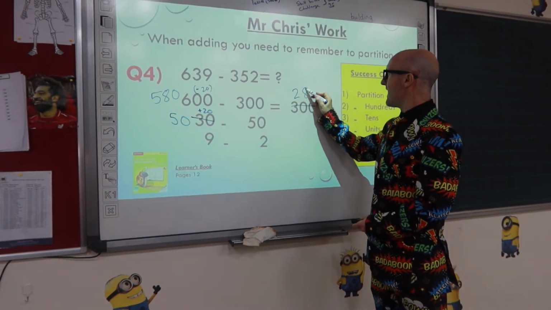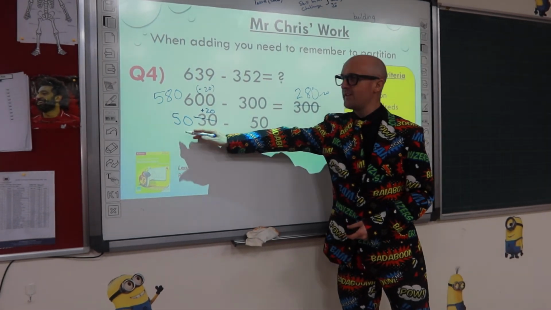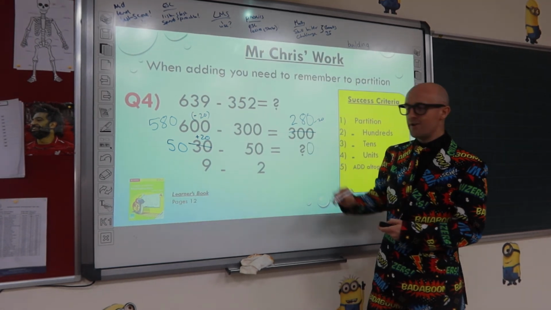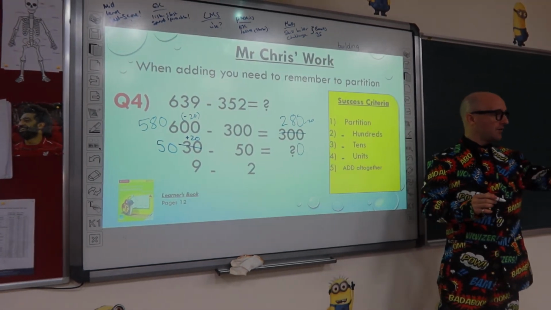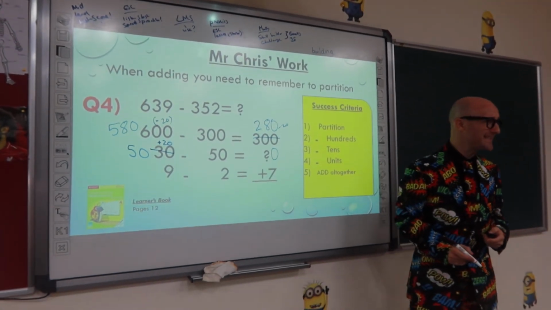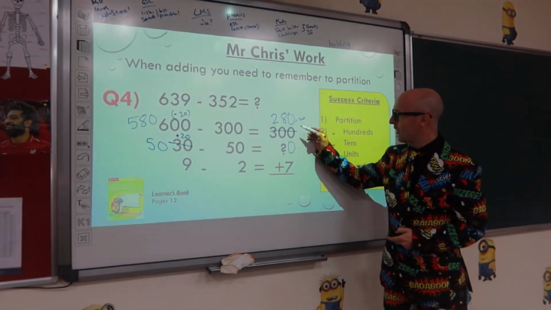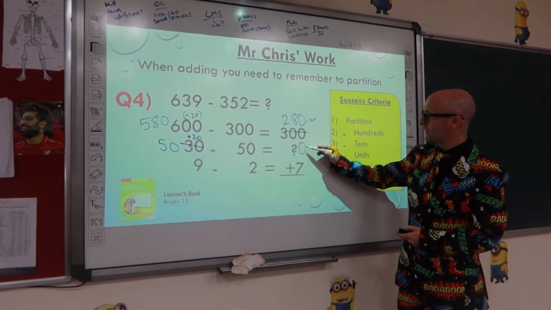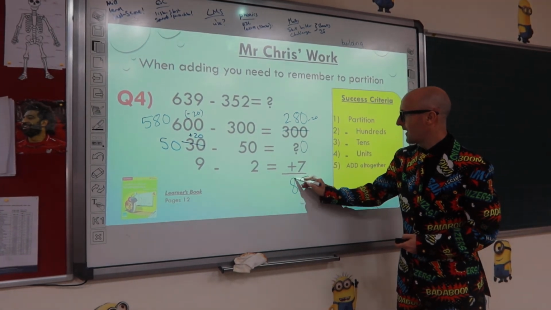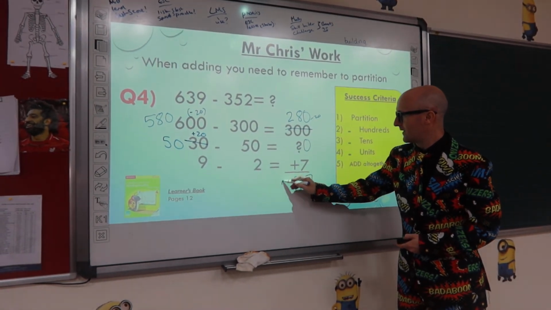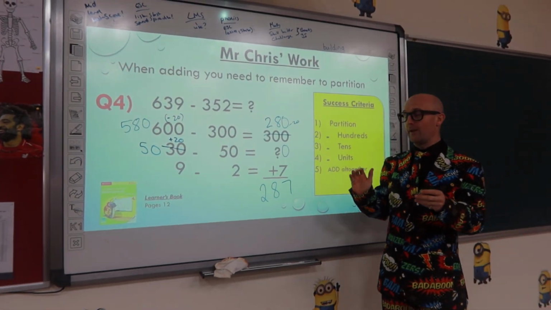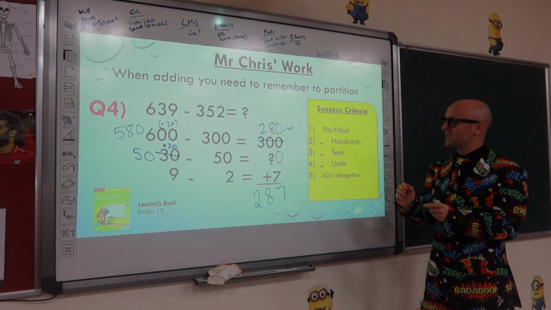Correct. Okay, so now we've got that. So now we've got 50 take away 50 is 0. We didn't know it before, so that's 0. 9 take away 2. Fantastic. So now we need to add together. So 0 plus 0 plus 7 is 7. 8 plus nothing is 8. And 2 plus nothing is 2. So the answer is 287.